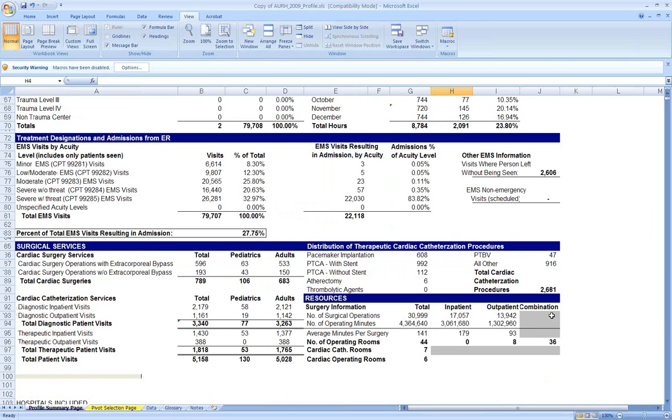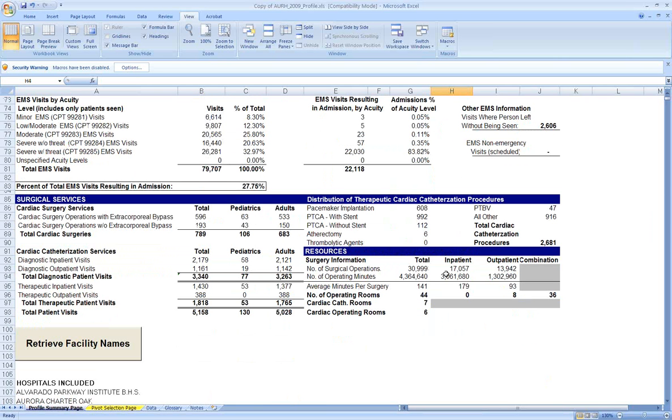Finally, at the bottom, there's a chunk of information about the services that are provided, surgical services and cardiac services, the operating room minutes, the average time in each surgery, and information about pacemakers and stents, and we'll take a little bit of a look at that going forward.